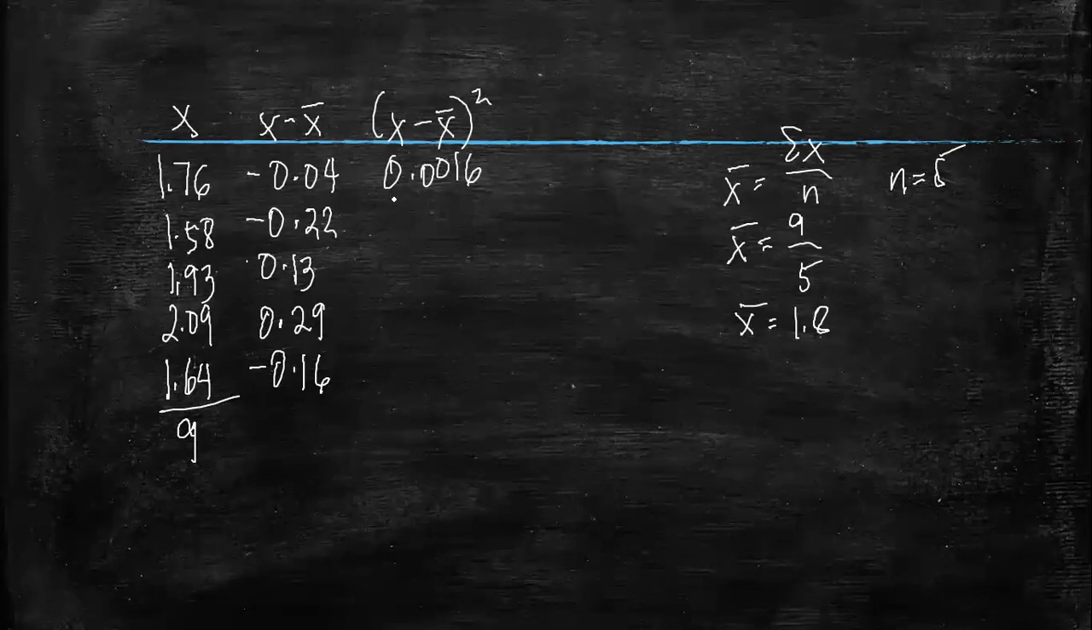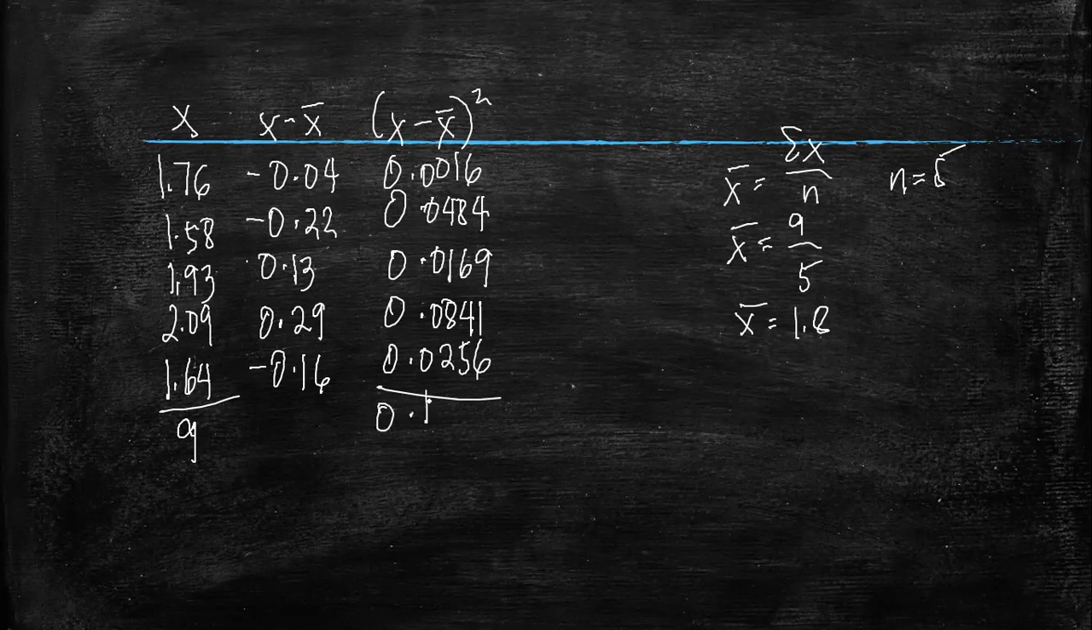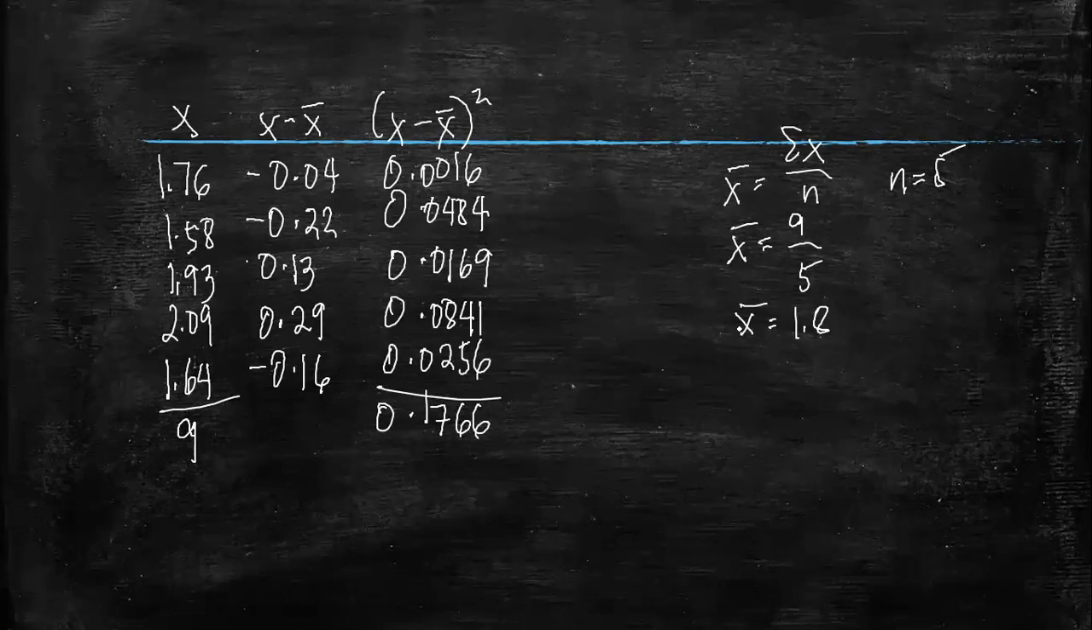Okay? So, we have 0.0484, 0.0169, 0.0841, and 0.0256. Ilan po yung sum niyan? 0.1766. Sakto. Ayan.